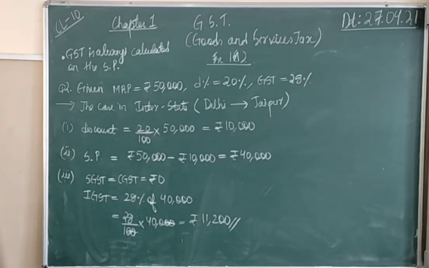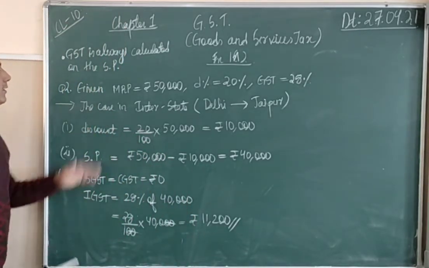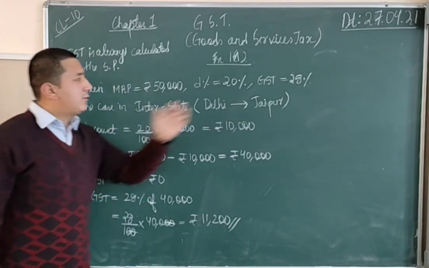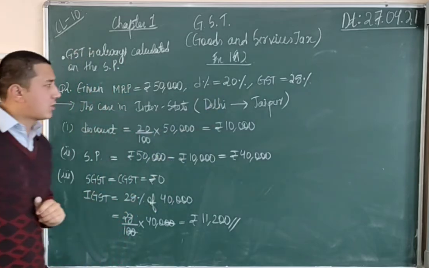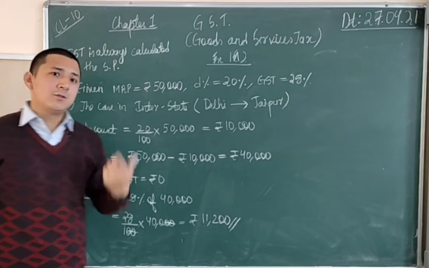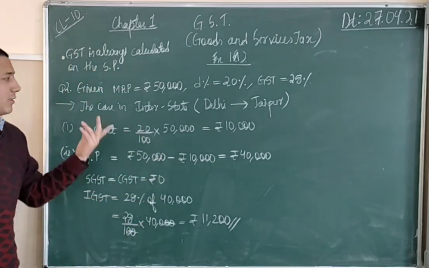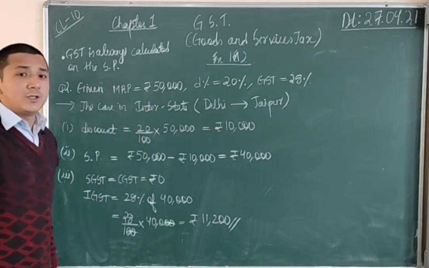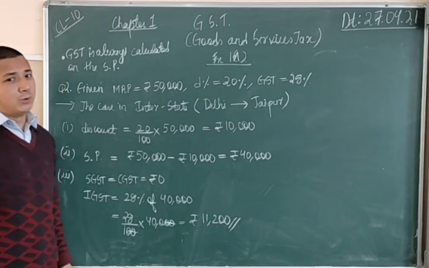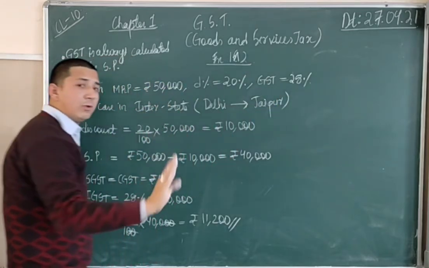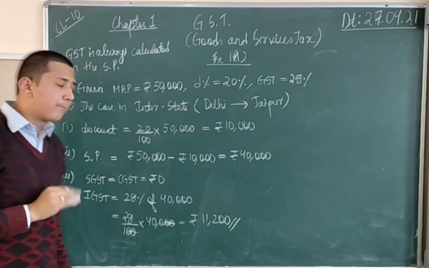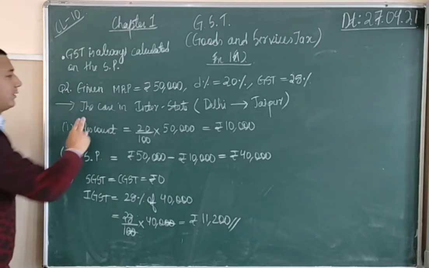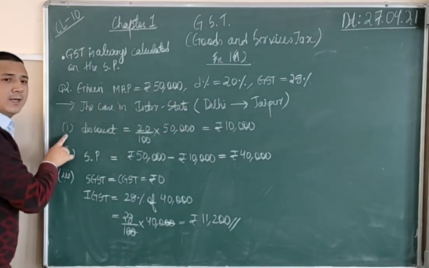Alright, let's move ahead with question number 2. Now question number 2 says that given the MRP is 50,000, discount percent 20%, rate of GST 28%, and the transaction is happening from Delhi to Jaipur. So we know Delhi and Jaipur are not in the same state first of all. So hence the case is interstate from one to another. The moment it is interstate, the rate of GST will be 28 only, and we have to calculate IGST. Okay. So MRP, discount, rate of GST given. The case is inter.